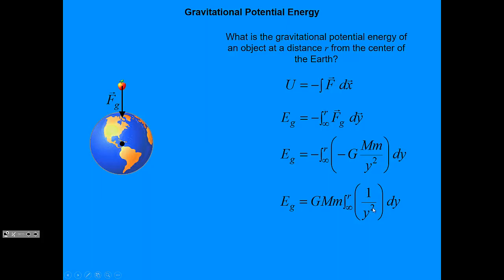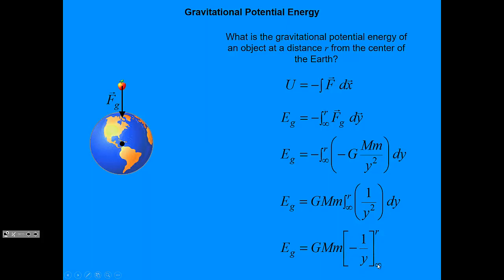It's the integral of 1 over y squared with respect to y from infinity to r. 1 over y squared is, of course, y to the negative second. So to take the integral, we add 1 to the exponent, divide by the new exponent. Negative 2 plus 1 is negative 1, so we have to multiply by negative 1. We get a y to the negative 1, which is 1 over y. So the integral of 1 over y squared dy is negative 1 over y. Right? Nothing fancier than that.